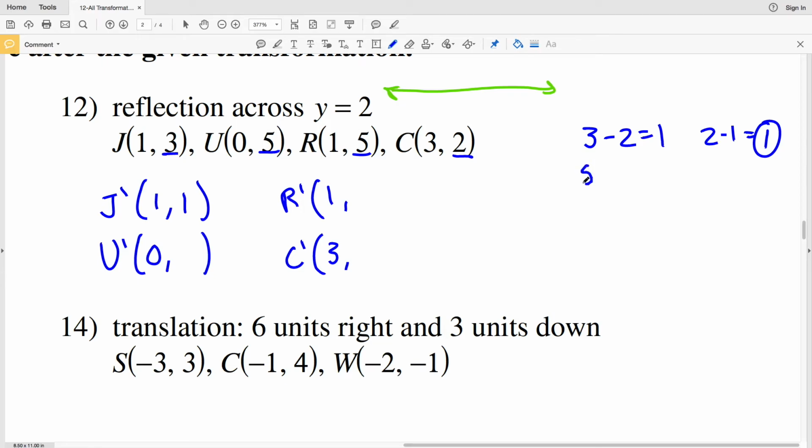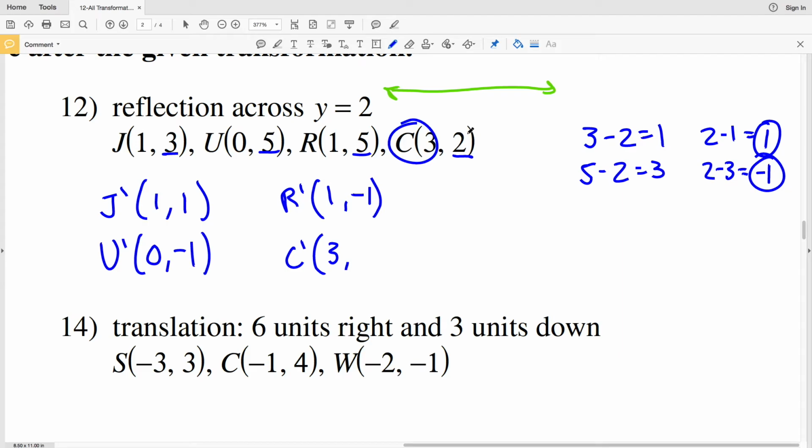U, 5 minus 2, we are currently 3 above. So we want to go 3 below, so we're going to add a negative 3 or simply subtract 3 from 2 to get negative 1. So looking at u, our y coordinate in u prime is negative 1. Now looking at r, again, we're 5 above, so it will be the same math. So r prime will be at negative 1, since we're 3 below that y equals 2 line.